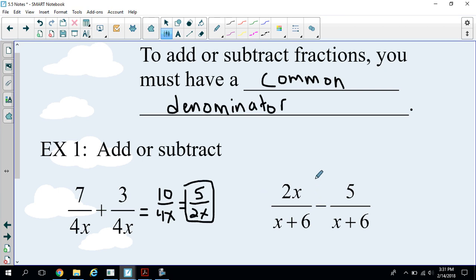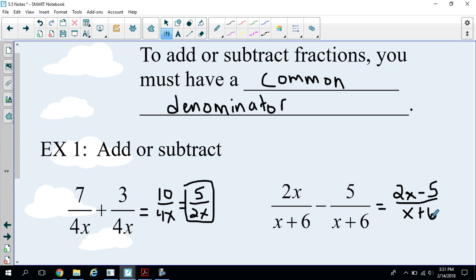For the next one, we can also see the denominators are exactly the same, x plus 6. That means we can add the numerators here. Now we're doing subtraction, so we're doing 2x minus 5. They aren't like terms, so all we can do is write 2x minus 5 all over x plus 6.